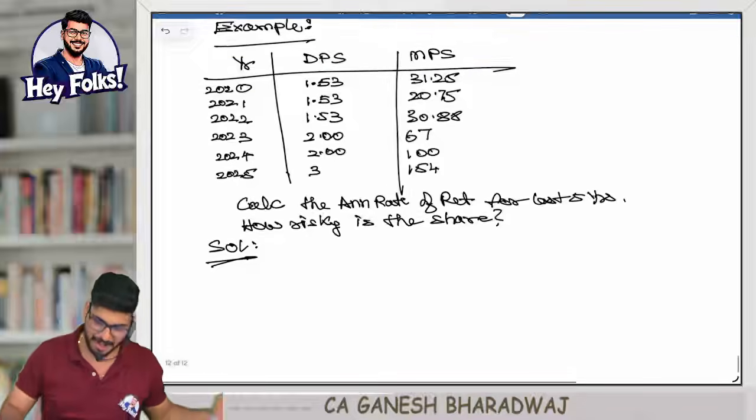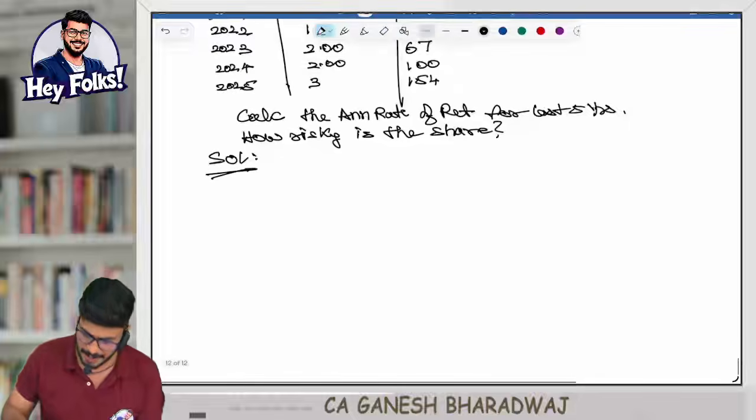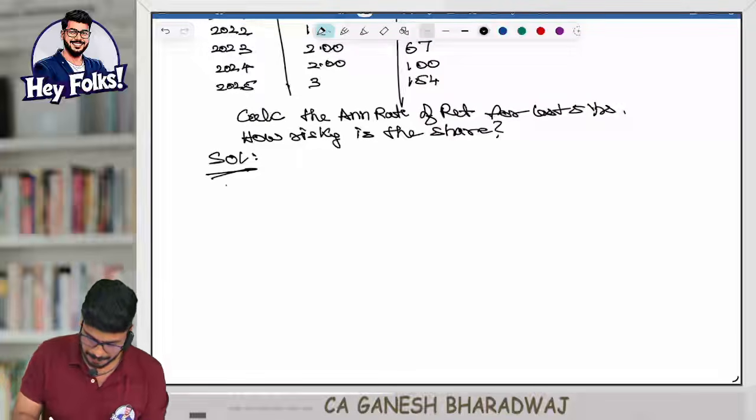Let's do this. Come on. First, write down. Quickly, guys. Let's write down. Return. Write down. Expected return. 1 second.